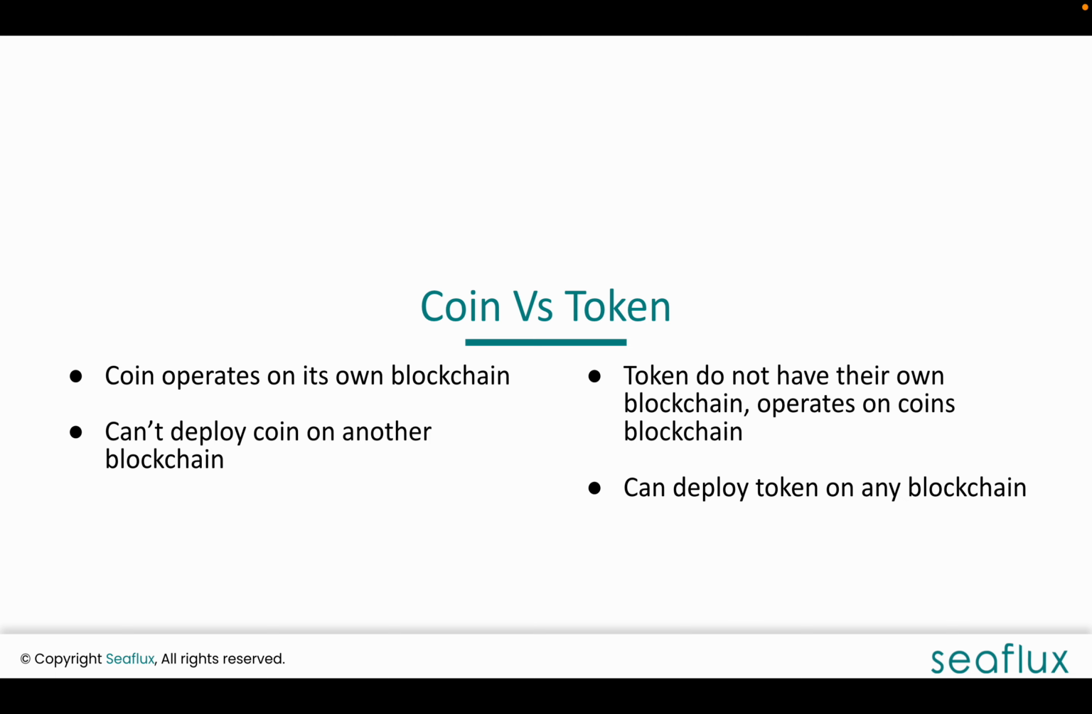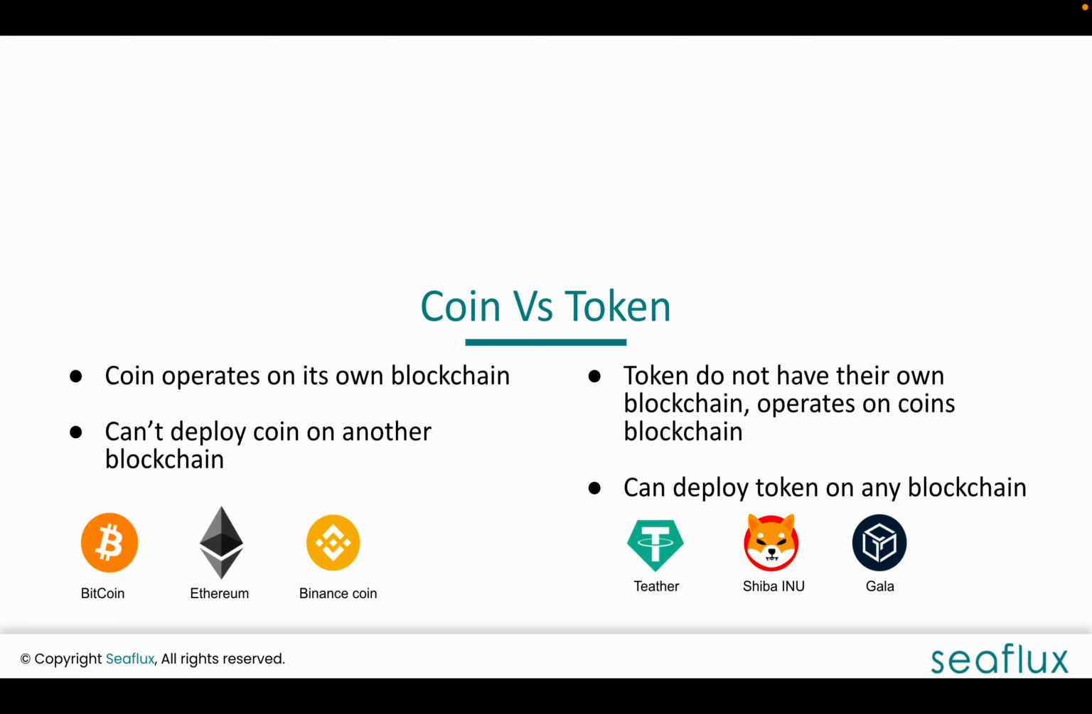Okay, so here is an example for that. On the right side you have the tokens, and on the left side you can see the coins. So Bitcoin, Ethereum and Binance are the coins, and Tether, Shiba Inu and Gara are the tokens.